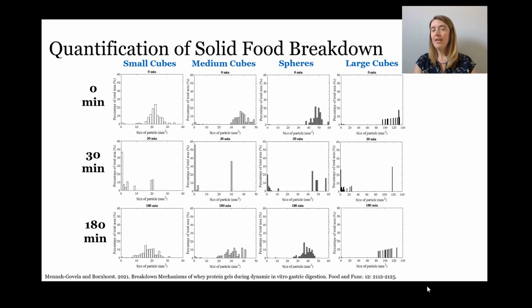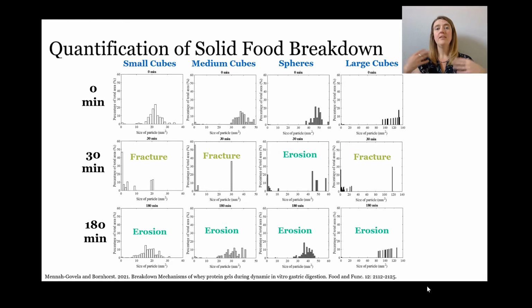Interestingly, for all 3 of our particles in the shape of a cube, we see they fractured in the first 30 minutes, so they had a lot of small particles early on, but at later time points they were breaking down by erosion. So it seems that when they first went in, a lot of the pieces were broken apart in the pylorus right away, with a lot of edges broken off. But once that happened, the breakdown occurred at a much slower rate.